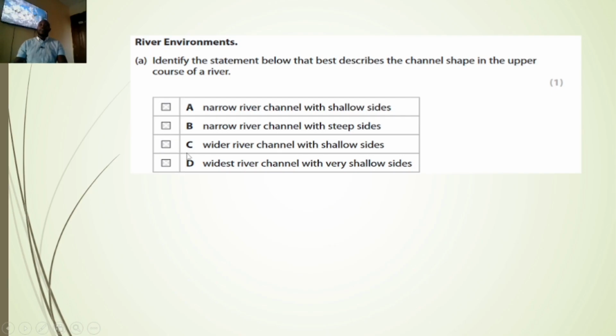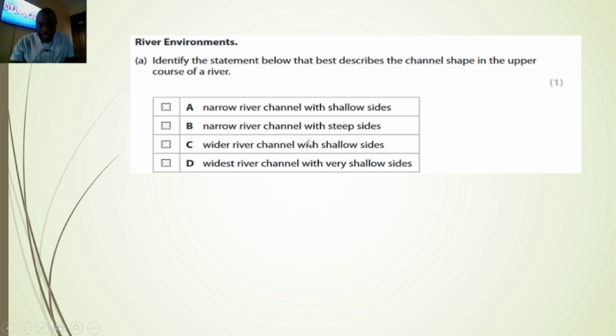The next question: identify the statement below that describes the channel shape in the upper course of a river. All right. So look at the choices here. We have a narrow river channel. It's in the upper course. Remember, as you go downstream, it's widening. So that is in the upper course. It's okay. But shallow sides, no, no, no. That is making it wrong.